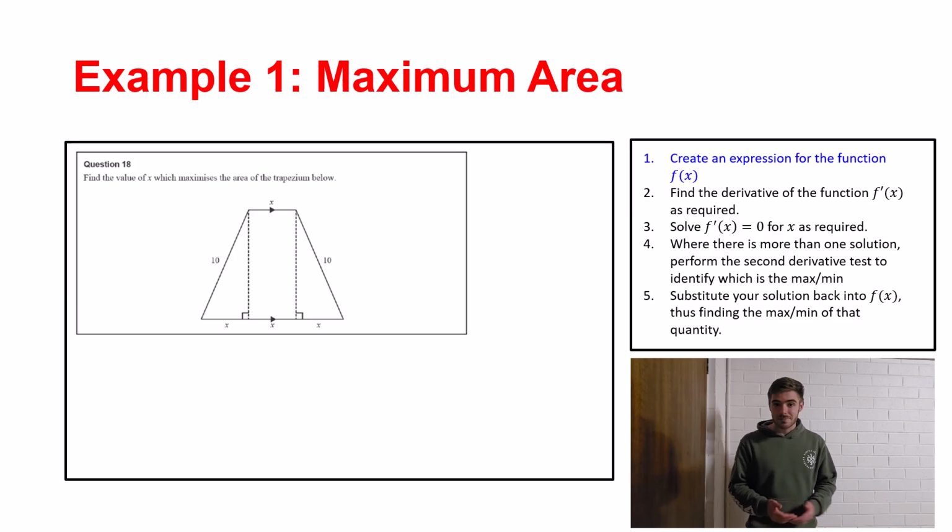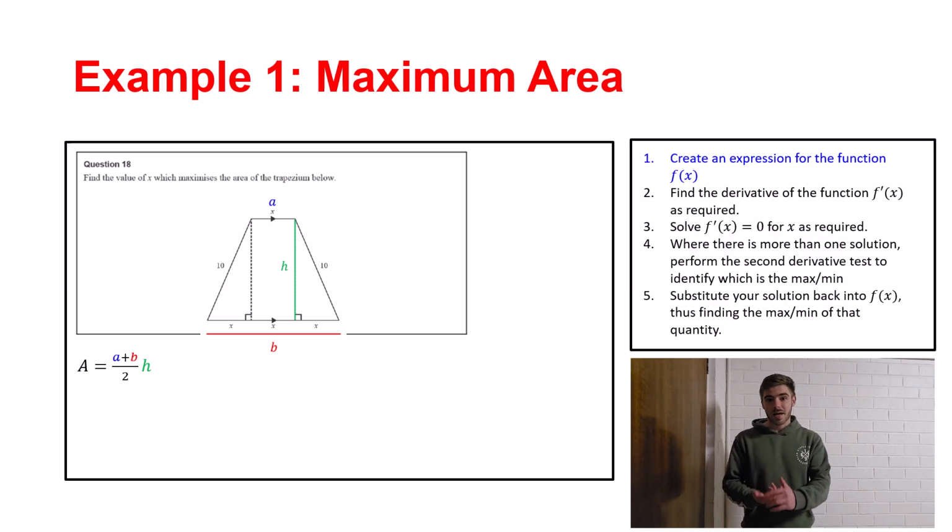The shape that we're trying to maximize is a trapezium, so we're going to use the area formula of a trapezium, where a, b, and h are depicted on the diagram. With that in mind, we can see that a is going to be x and b is going to be 3x, since there's 3 of them. h, however, is a bit trickier.